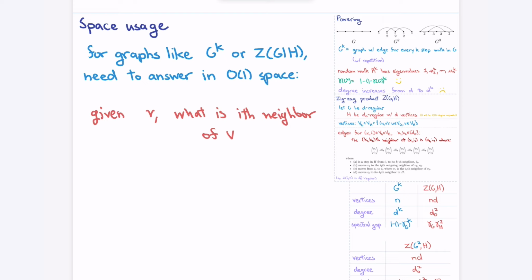Now you just need to figure out where you're supposed to go. Given the vertex where I am now, you need to be able to answer the question, what is the 10th neighbor? What is the 12th neighbor? As long as you can do this and you get a new index for your new vertex, you're okay. So we just need to be able to answer these neighbor queries for both of these graphs, and they'll build on each other recursively.